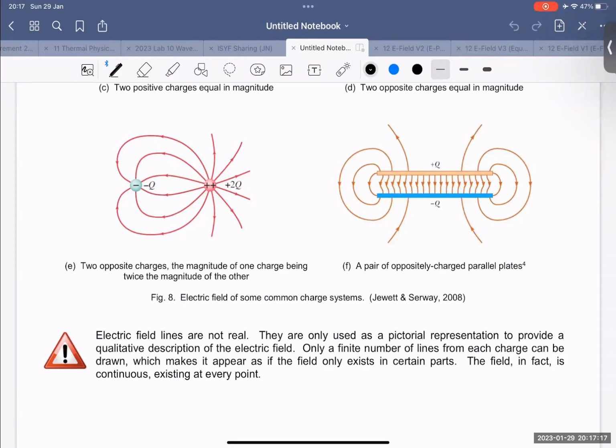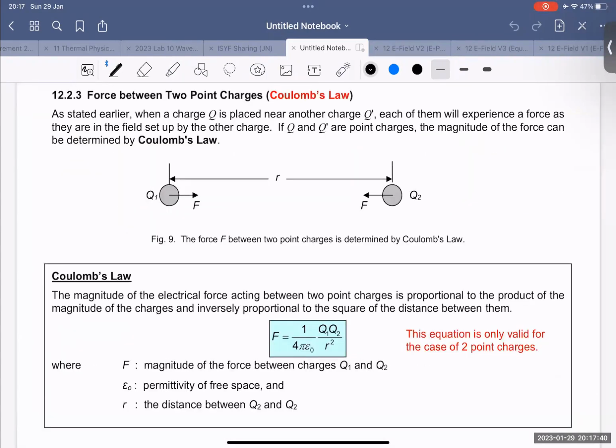Now for part E, you'll notice that there are 6 lines coming from the negative Q, and there should be 12 lines coming out from 2Q. So that's how we represent magnitude, by the number of lines. Okay, force between two point charges.